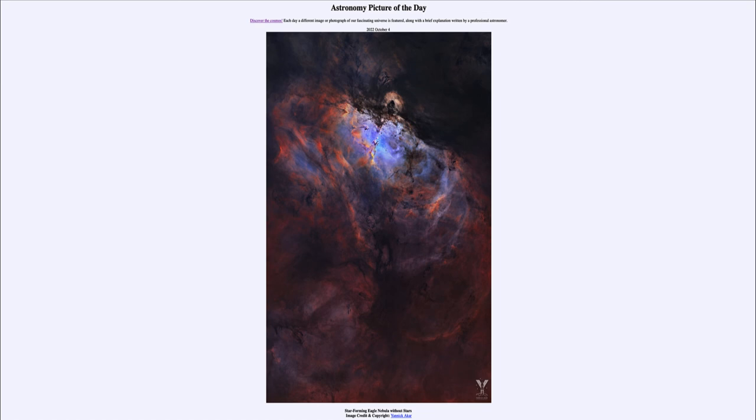So that was our picture of the day for October 4th of 2022. It was titled Star Forming Eagle Nebula Without Stars. We'll be back again tomorrow for the next picture, previewed to be space dart debris. So we'll see what that is about tomorrow.